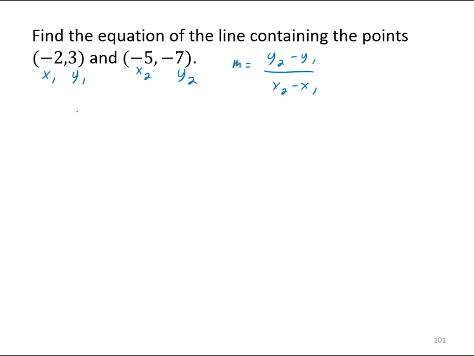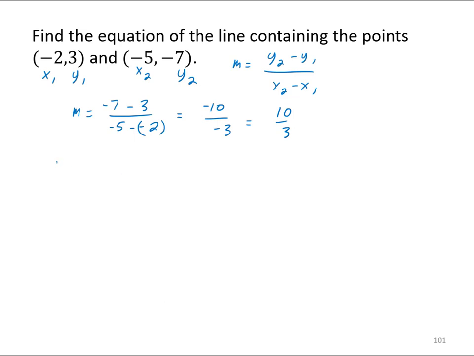We'll fill in our values here. So y2 is negative 7, so m is equal to negative 7 minus 3 all over negative 5 minus negative 2. And negative 7 minus 3 in our numerator becomes negative 10. Negative 5 minus a negative 2 in the denominator becomes negative 3. So this simplifies to be 10 over 3. So our slope is 10 over 3, and we have x1, y1 being (-2, 3).